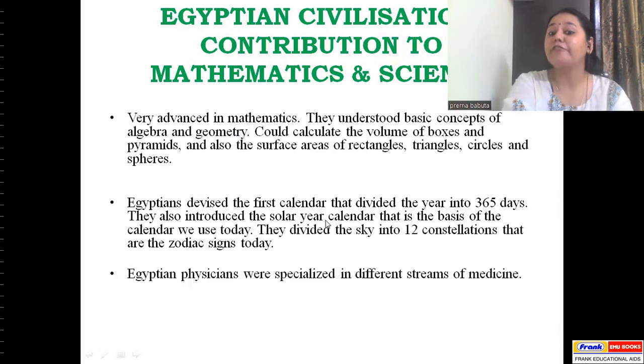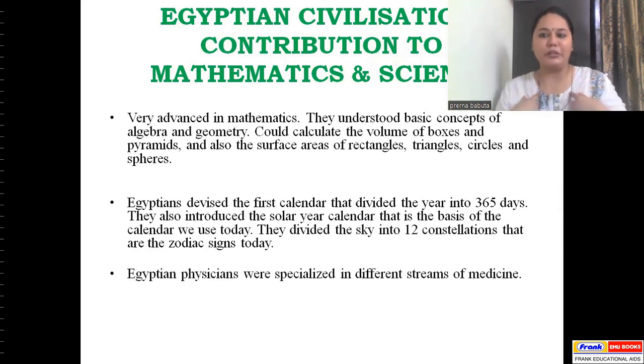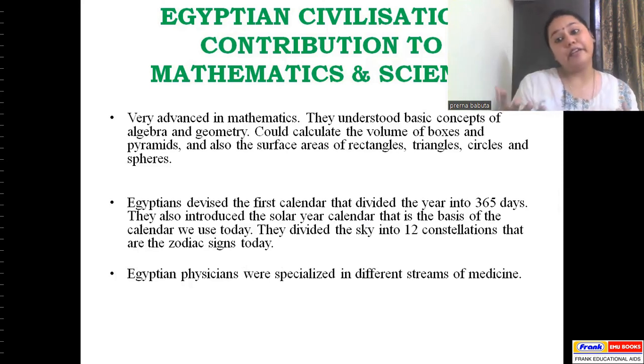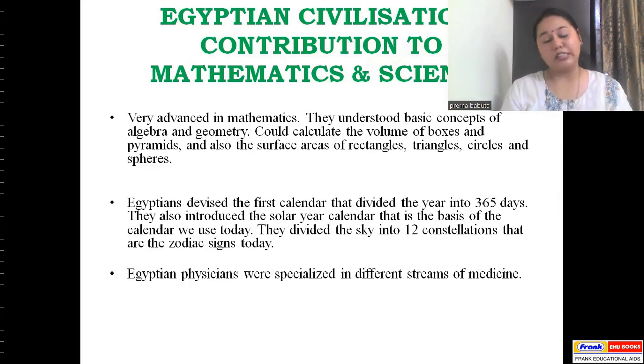Then they devised the first calendar that divided the year into 365 days. They also introduced the solar year calendar. And they divided the sky into 12 constellations that are the zodiac signs today. We know the 12 zodiac signs. My zodiac sign, I'm a Sagittarius. Maybe you are an Aries, maybe a Piscean, maybe a Libra, or maybe your sun sign is Taurus, or maybe it's Scorpio. These are the 12 different sun signs.